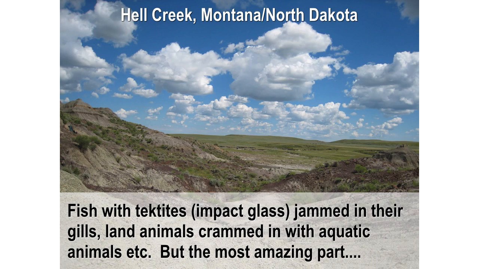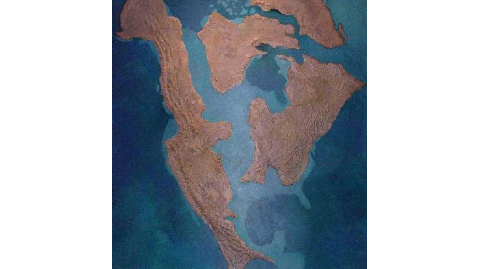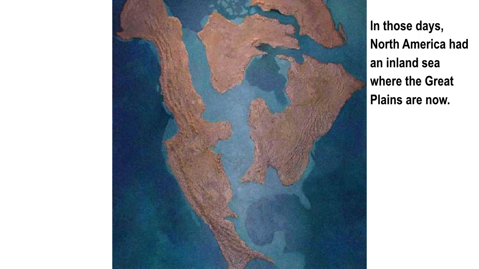So, now back in those days, here's the most amazing part. In those days, North America had an ocean, kind of an inland sea, snaking up through the middle where the Great Plains are now, right? And Montana's right about in here. Okay, so Montana had rivers and stuff, but it wasn't part of the ocean. This Hell Creek Formation was up a river a little bit.